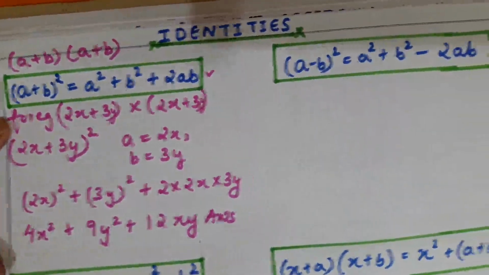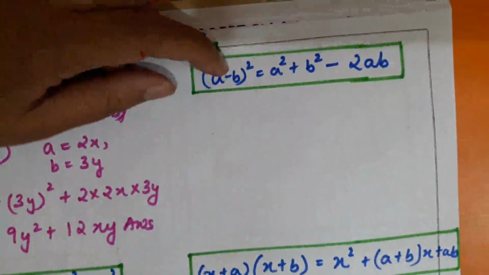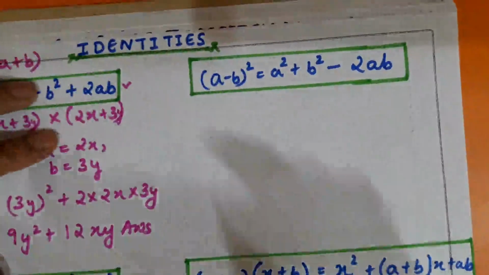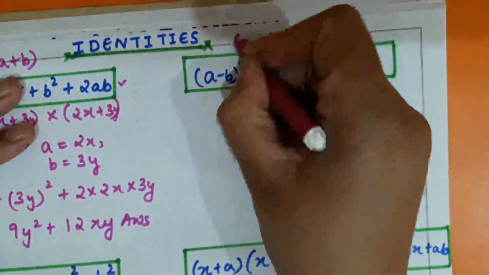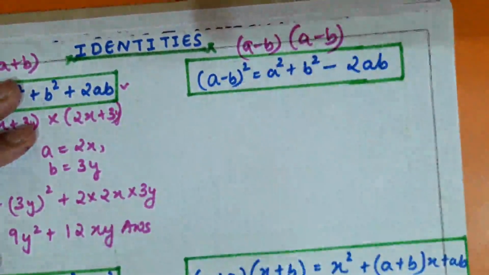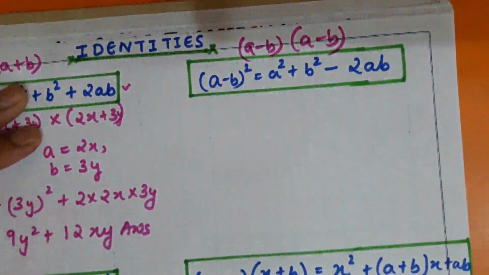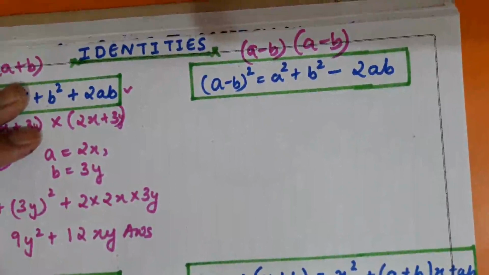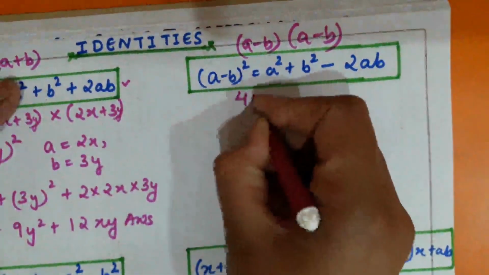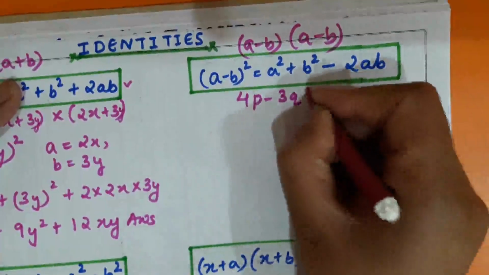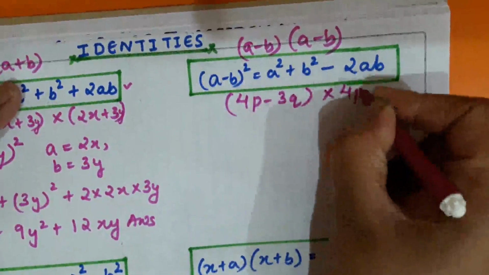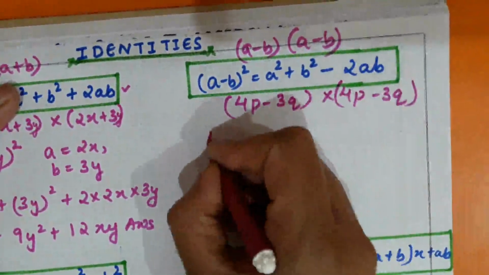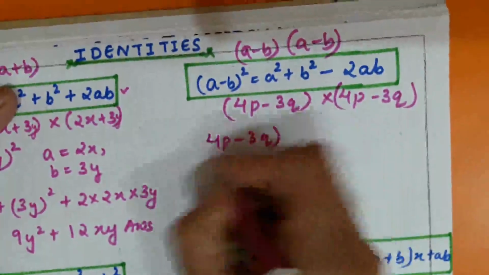Okay, now next identity is a minus b ka whole square. The formula is a square plus b square minus 2ab. It means a minus b is multiplying with each other 2 times. So if you are having such kind of identity, you can use such identity. Okay, so let's have, if you are having 4p minus 3q multiply with 4p minus 3q. Okay, it means instead of writing this you can write 4p minus 3q ka whole square.